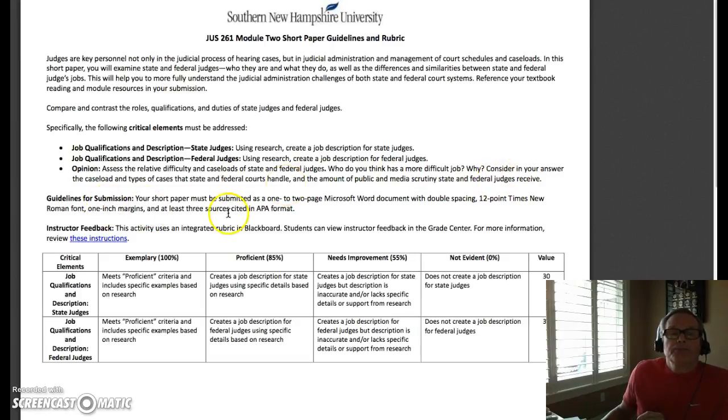One of the key things, again, for this assignment, as with our last assignment, is that you have to have at least 3 sources cited in APA format. I've reviewed some of your papers already from last week.